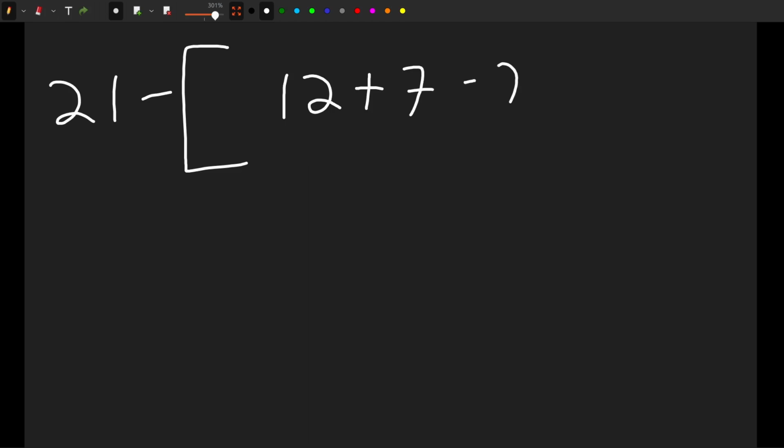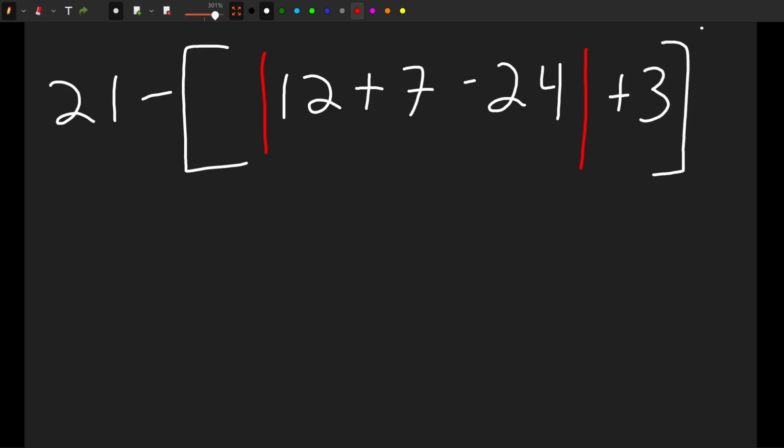For our last problem, we're going to have 21 minus, and this is going to be quite long, the group of 12 plus 7 minus 24. And the 12 plus 7 minus 24 is inside an absolute value, plus 3. Then we're going to end this bracket, and we're going to divide that by 8.